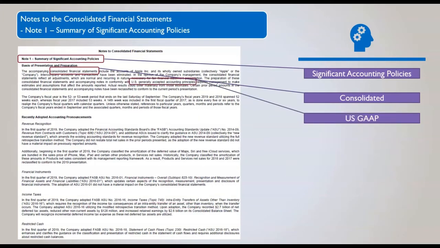The next item I want to highlight is the reference to US GAAP. This is the accounting framework that Apple is reporting under. Reporting frameworks include US GAAP and IFRS.